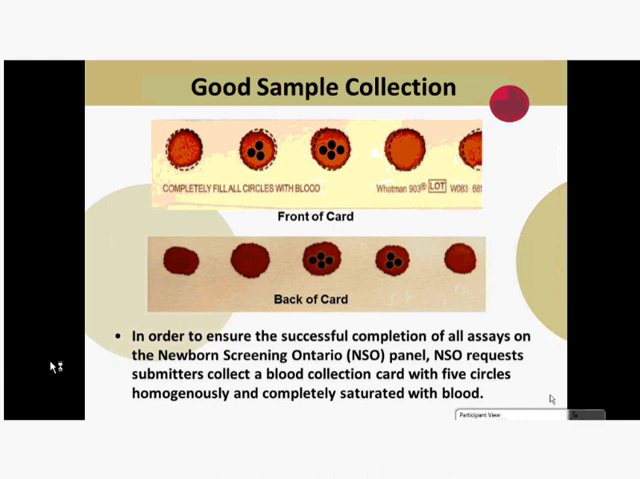So what are the reasons that samples are rejected? In order to ensure the successful completion of all screening assays on the NSO panel, we request submitters collect a blood collection card with 5 circles homogeneously and completely saturated with blood. A minimum of 8 3.2 millimeter punches must be available for the sample to be considered satisfactory. A punch is an excised circle of the absorbed blood taken from the filter paper blood collection card, which is subsequently used for testing. The photo in the slide demonstrates the size of the punches we require relative to the size of the circles of blood on the blood collection card.